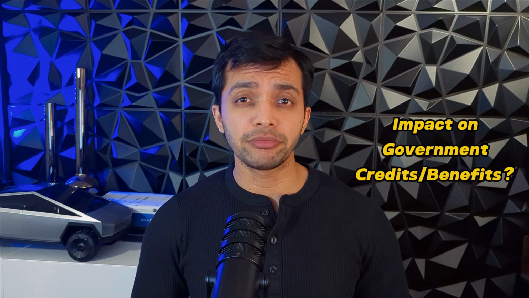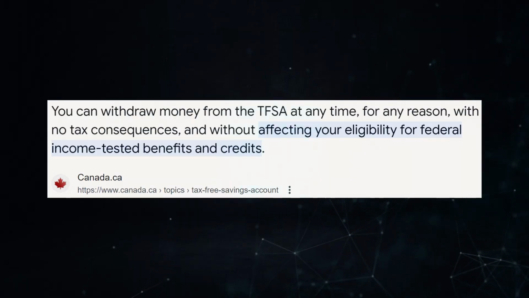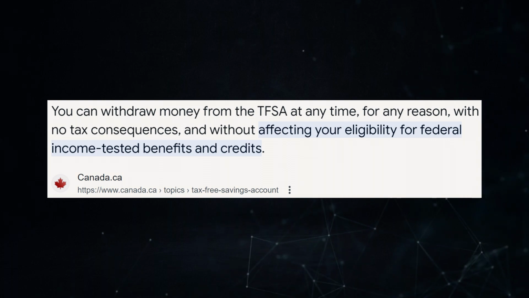Let's look at another point, that is the impact of TFSAs on government benefits and credits. It's not complicated because there are no impacts on any government benefits. Also, the income earned in a TFSA and the withdrawals from it do not impact eligibility for federal income tested benefits and credits. Again, generally speaking, it has no impact on any credits and benefits. You are free to use your TFSA however you like as long as you are following the basic rules.